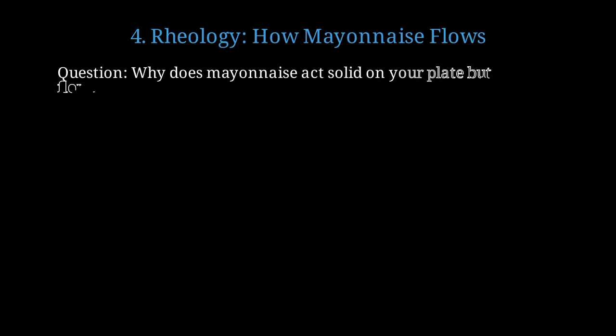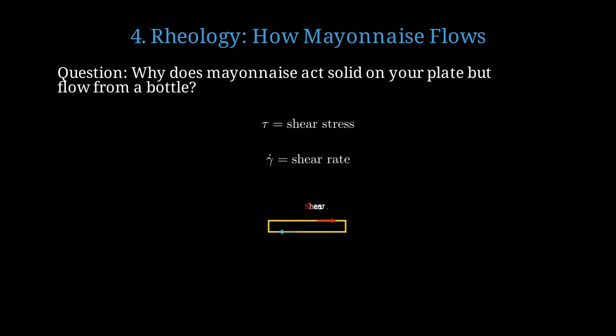Here's a puzzling question. Why does mayonnaise sit like a solid dollop on your plate, but flow smoothly when you squeeze the bottle? The answer involves shear stress tau, which is the force per unit area applied tangentially to the material, and shear rate gamma dot, which measures how fast we're deforming the material. When we apply shear forces to mayonnaise, the top and bottom surfaces move in opposite directions, creating internal deformation.